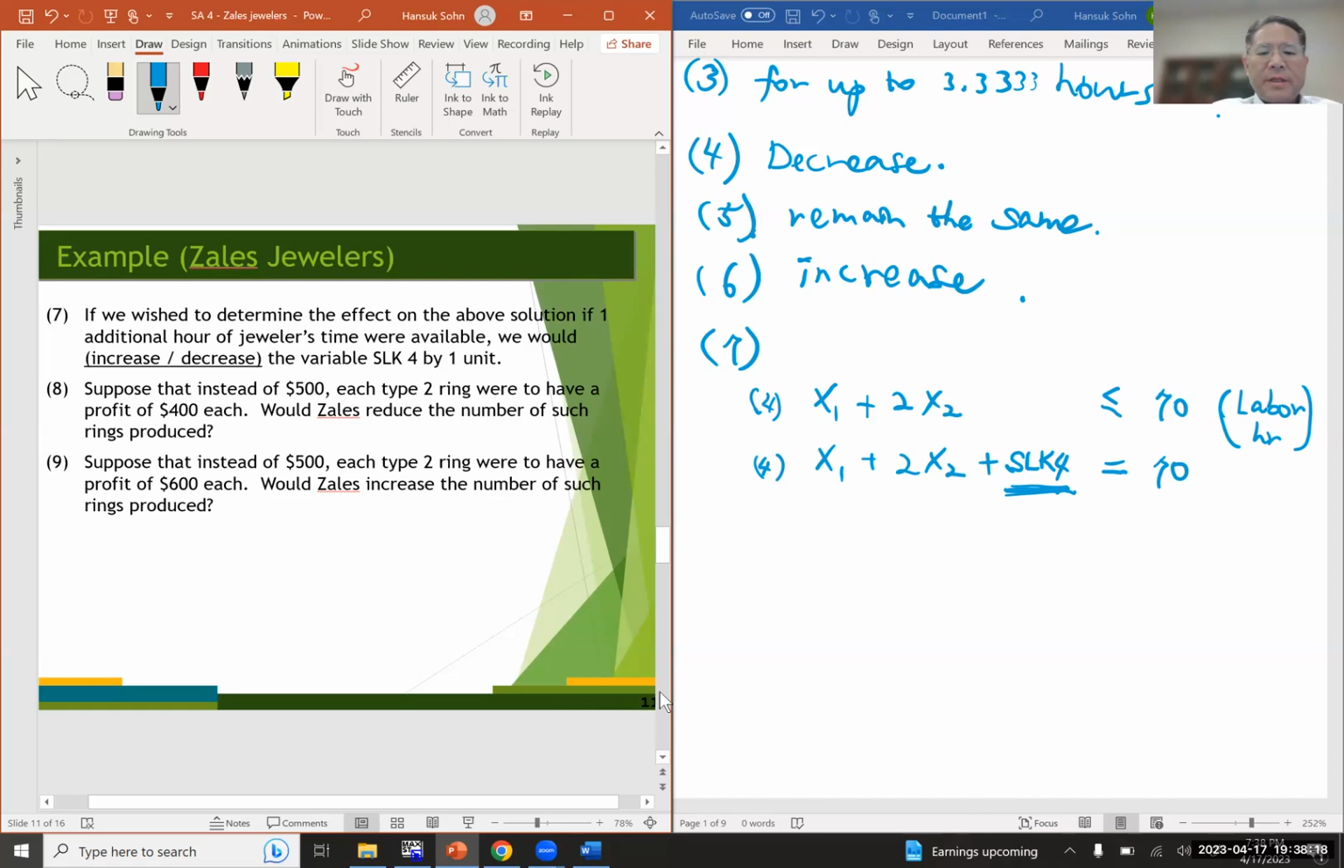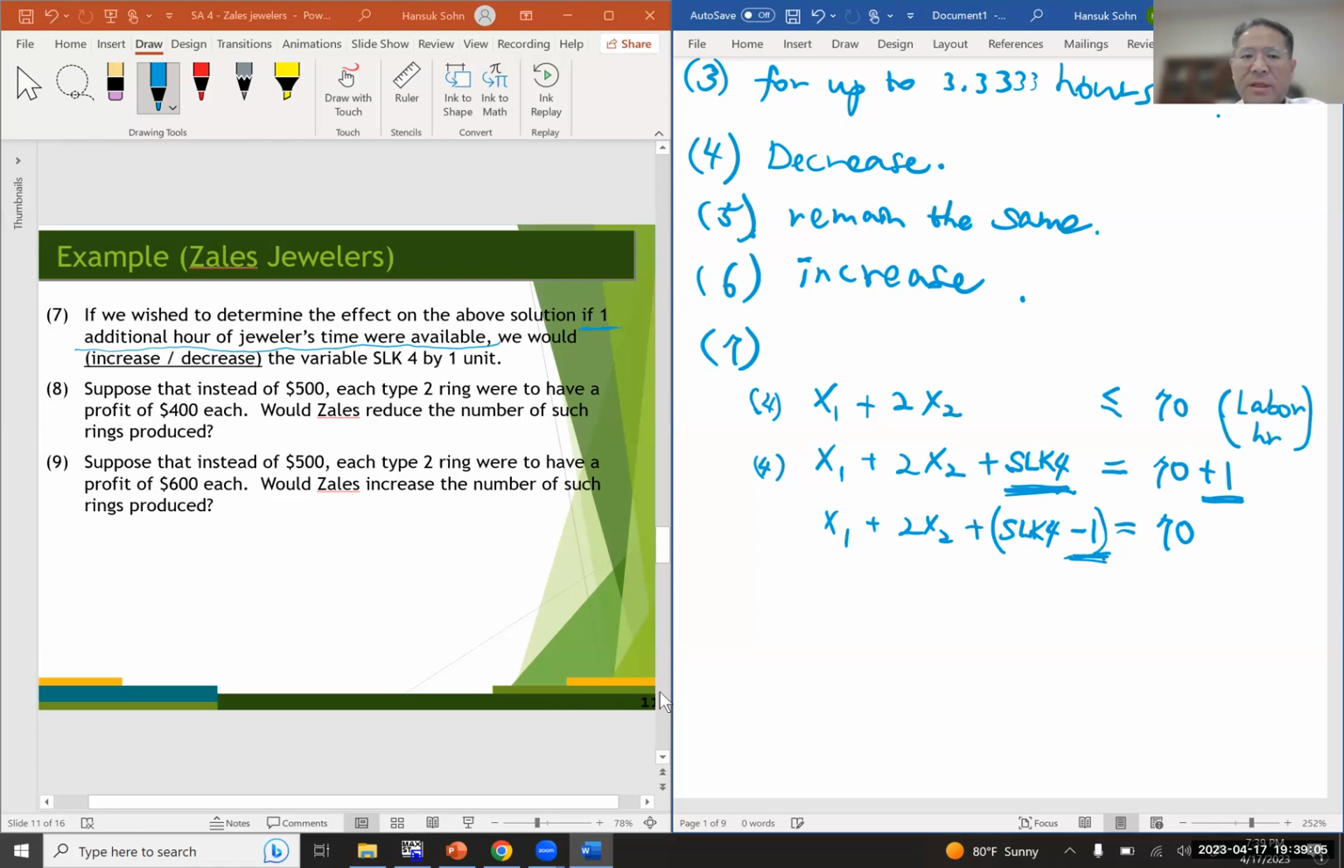Now, 1 additional hour of jeweler's time is available, right? So here it says if 1 additional hour of jeweler's time is available, we're gonna add an extra hour here. So the right-hand side becomes 70 plus 1. However, we're gonna move this plus 1 to the left-hand side, okay? So we're gonna have x1 plus 2x2 plus, inside parentheses, slack 4 minus 1 equals 70, because we move positive 1 to the left-hand side. So we're gonna have negative 1 here.